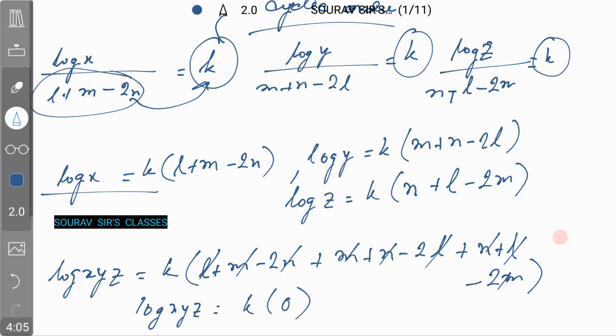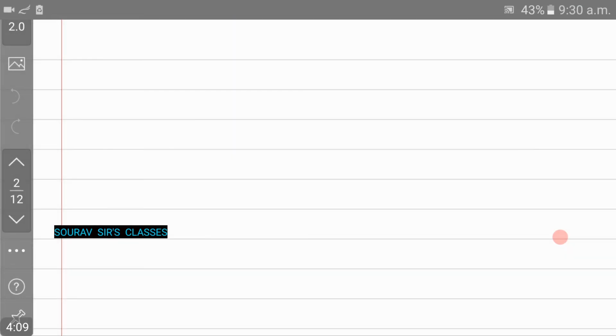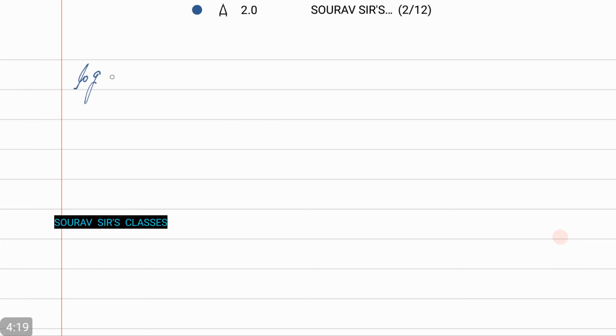Let me just insert a new page and then we'll proceed. Right. So once we have done that, we just write it again, log xyz equals k into 0, since every term cancelled each other out in the last statement.